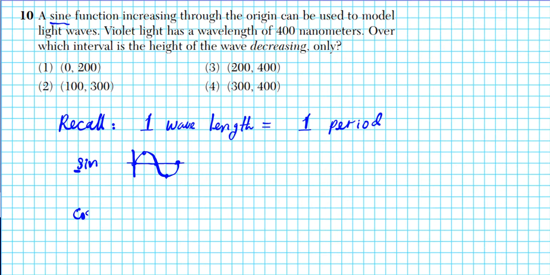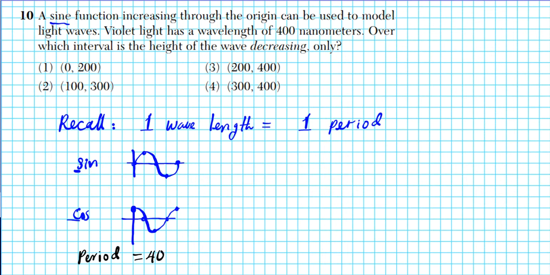Cosine, on the other hand, does not start from the center like the sine function does. Cosine starts from the maximum. It goes from the maximum, center, minimum, center, max. You can graph it in your calculator just to verify. So this is what a cosine looks like. Cosine is like a cup, okay? Sine is like an S. Now, we are graphing the sine function with a period of 400. So we want to make an S that has a horizontal span of 400 starting from 0.